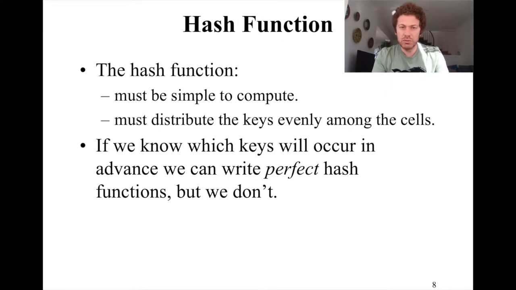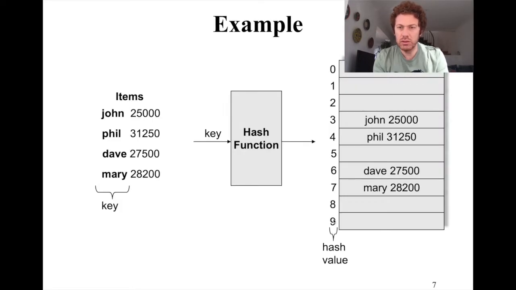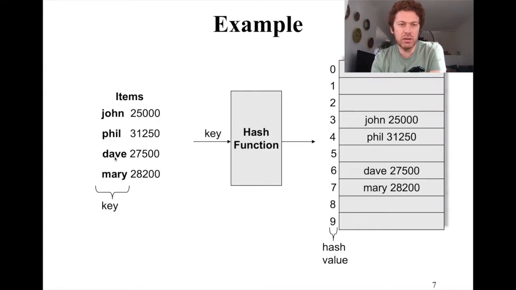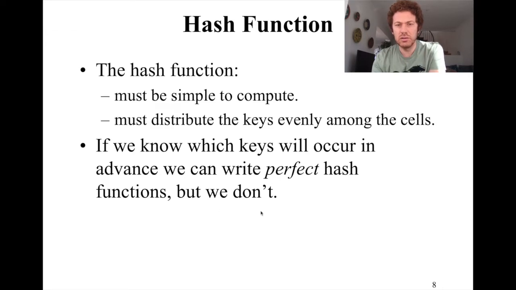The hash function must be simple to compute, so I should reserve only constant time to compute it. And it should distribute the keys evenly among the cells, so I don't want all the keys mapping into the first 3 cells, for instance, because I have other 7 cells hanging around. I should be able to access those cells as well. And by the way, if we know which keys will occur in advance, before the program runs, then we can write a perfect hash function. Like, I know that Mary, Dave, Phil, John will come, so I can hard code some indices for them, but it is not possible. I cannot know in advance what keys will come to me.